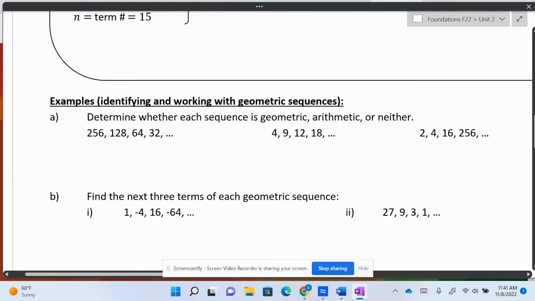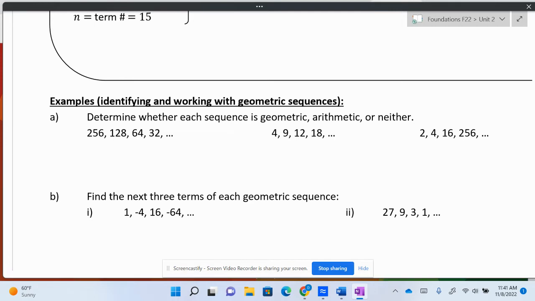So here's what we're going to start with. I have 3 sequences in example A. Tell me what the first sequence is. Cain: 256, 128, 64, 32. So it's a geometric sequence. Okay, you don't get to do any more right now, let someone else try. So r equals 1/2.